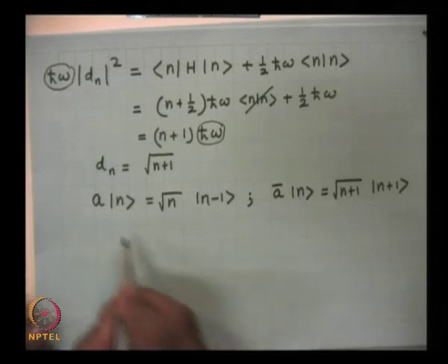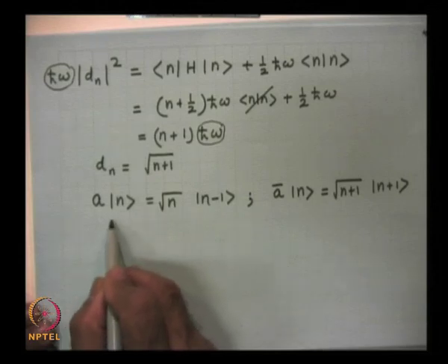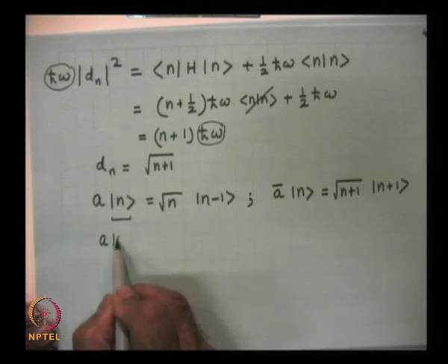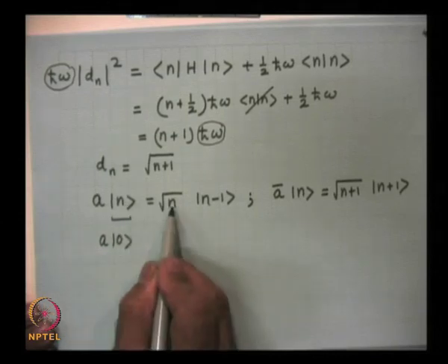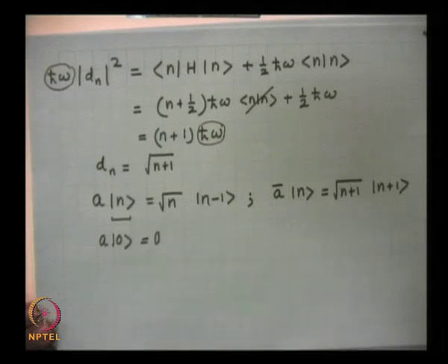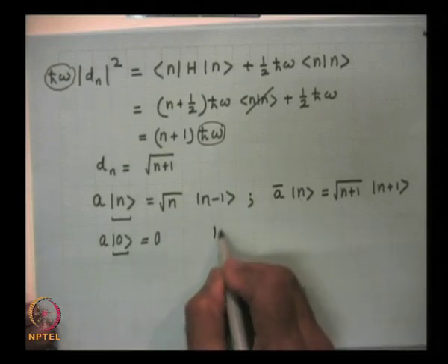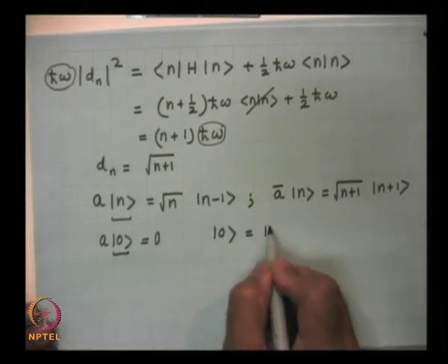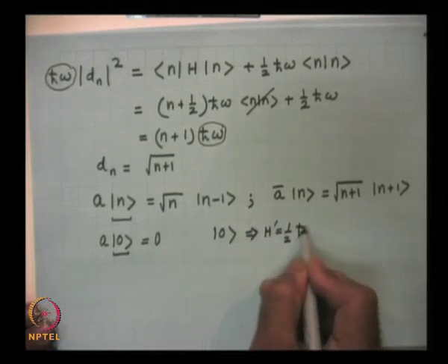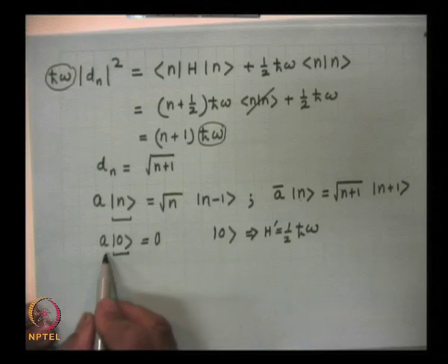Now, in this case, if we write ket 0, then n is 0. So, this is a null ket. This is the ground state and one cannot go below that. Ket 0 is the eigenket belonging to the eigenvalue h prime equal to half h cross omega. So, here once again A is a non-null operator.